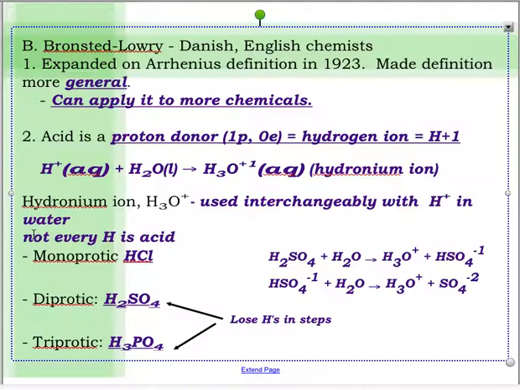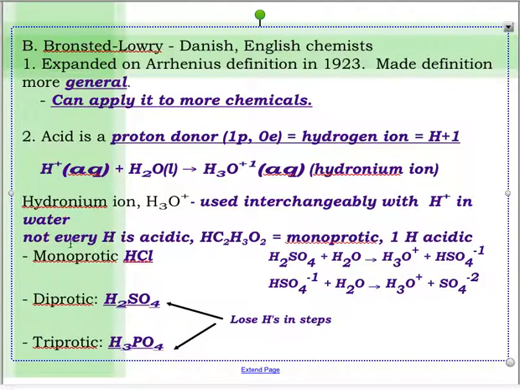One thing you want to understand is not every hydrogen is acidic. An example of that would be acetic acid. It's commonly written as HC2H3O2. This is considered a monoprotic acid. There's only one hydrogen that's acidic, and it's that first one out front. So that hydrogen is acidic. Not every hydrogen that you see in the world is acidic, so you have to be careful.